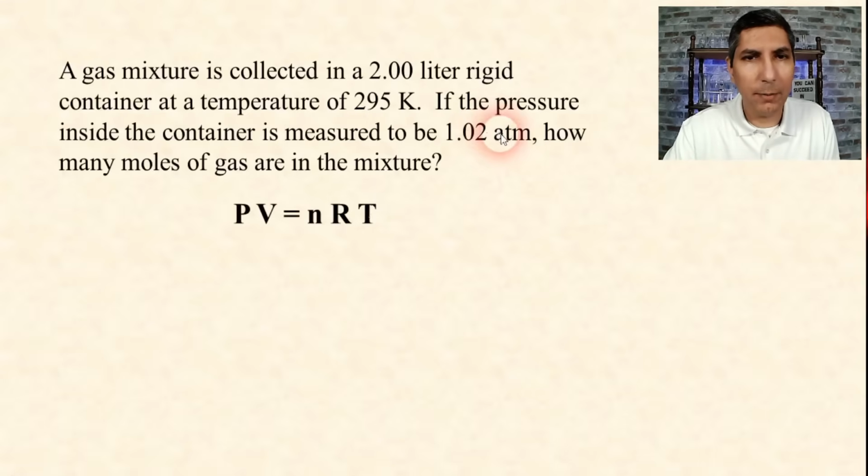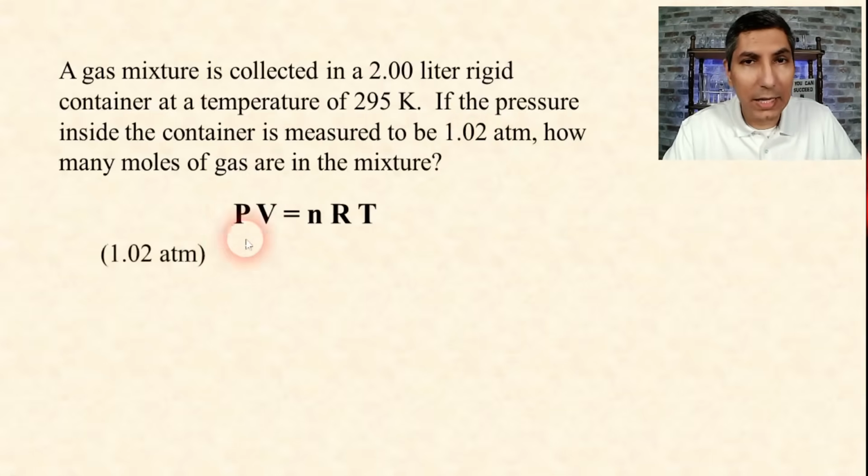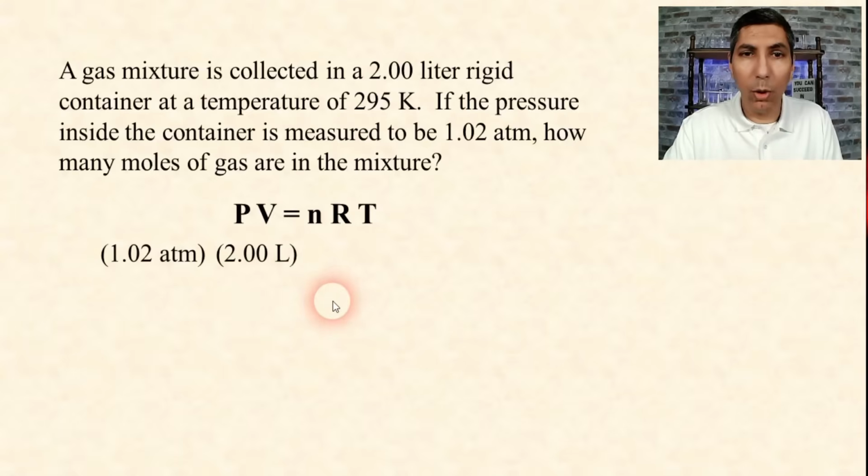We have a pressure in atmospheres, we have a volume, we have a temperature, we want to know the moles. So we just have to plug and chug into this equation here. So the pressure is 1.02 atmospheres, we just plug that in, and the volume is 2 liters right there. We're trying to find moles, so n is going to be our unknown here.